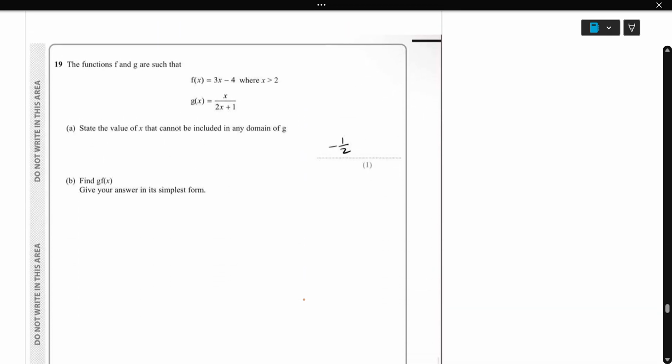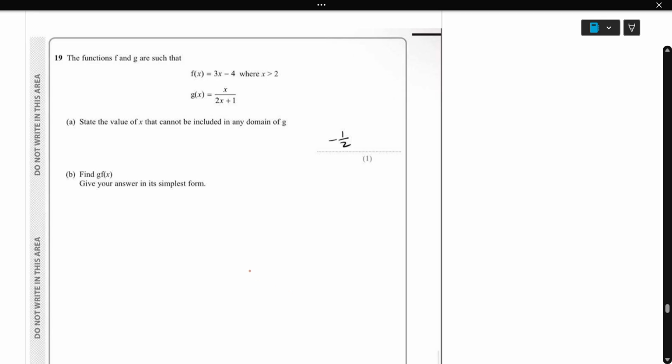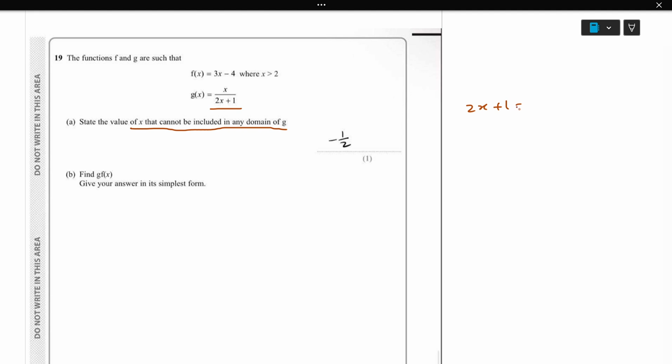Next, question 19. The functions f and g are such that there is a function f of x and g of x given. State the value of x that cannot be included in the domain of g. The denominator cannot be 0. So if we take 2x plus 1 equal to 0, 2x equals negative 1, x equals negative 1/2. Negative 1/2 cannot come here. So that is the answer.